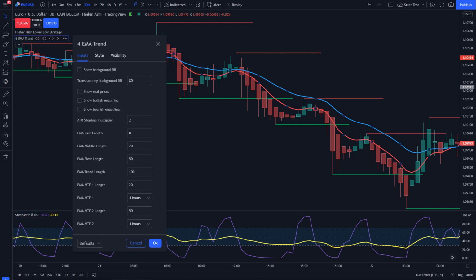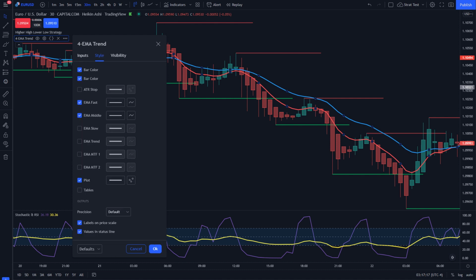The last indicator, also mine, is the 4 EMA trend, which I use to display 2 EMAs, the 8 and the 20. The other ones are hidden.